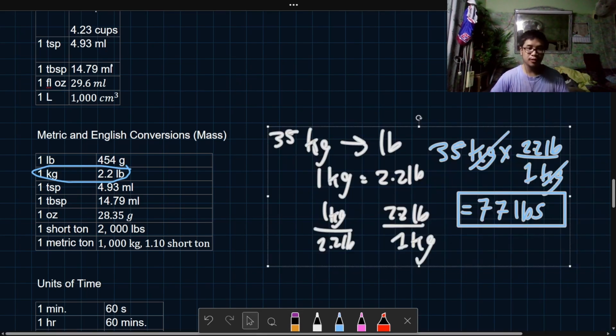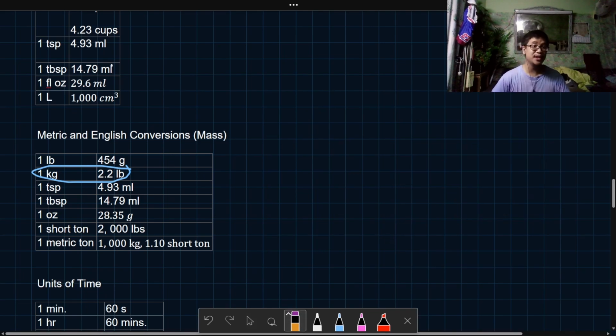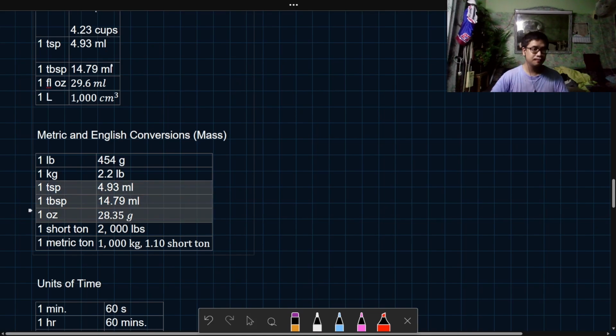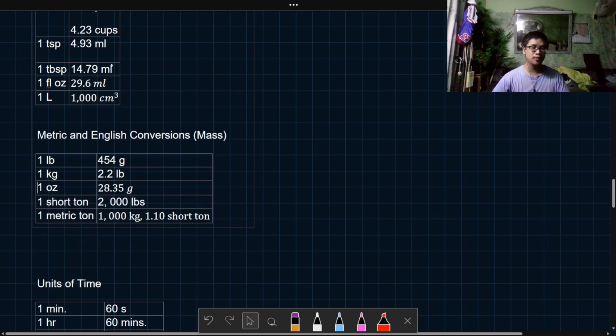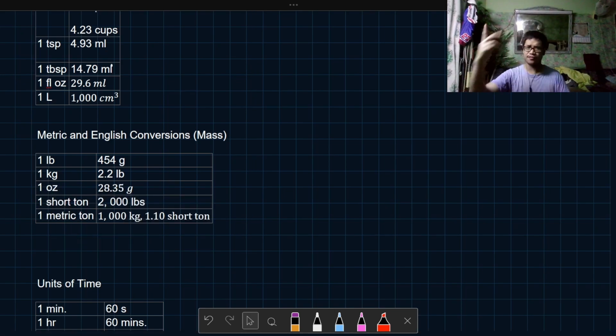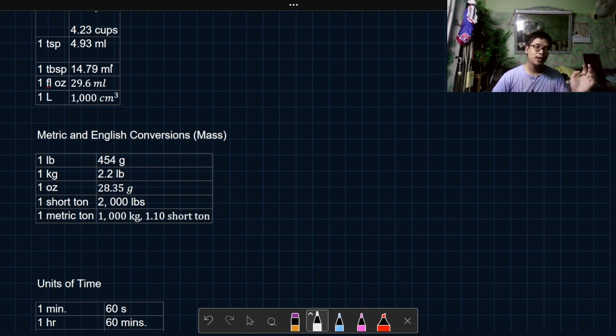So one last example before we end the video. Oh wait, by the way, you see these two, the teaspoon and tablespoon? This is not mass, okay? This is wrong. Forgive me, I should have seen that earlier. But anyway, fine.